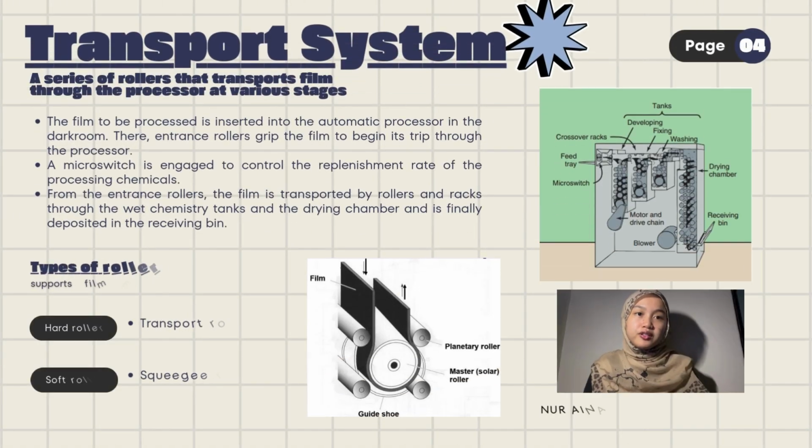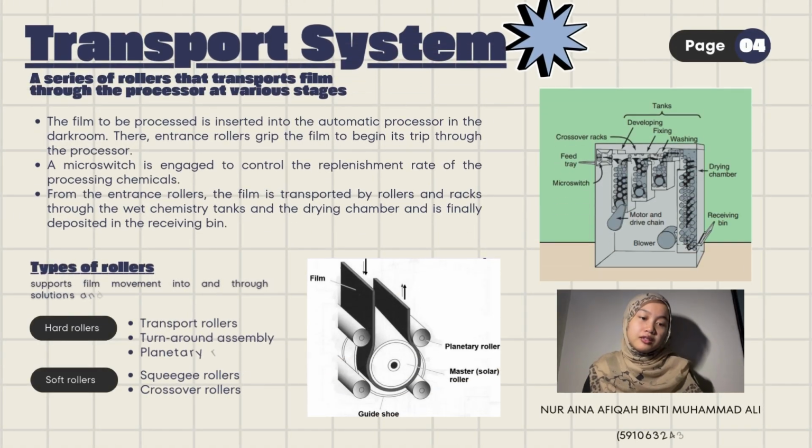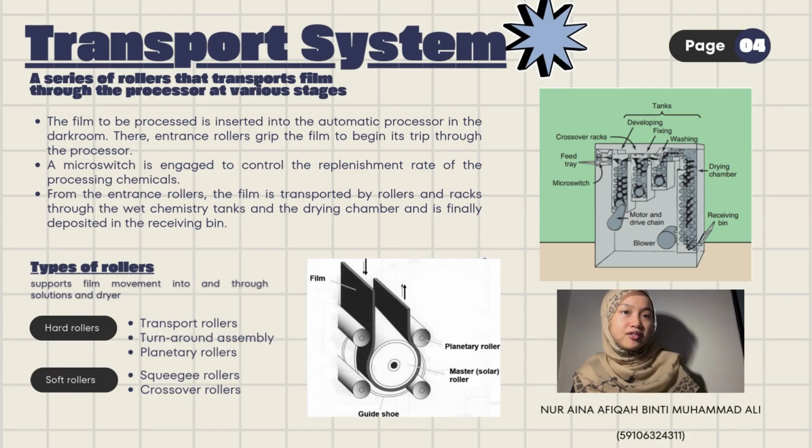Now, moving on to the transport system. This system is a series of rollers that transport film through the processor at various stages. It begins at the feeding tray. The film to be processed is inserted into the automatic processor in the darkroom. There, entrance rollers grip the film to begin its trip through the processor. A microswitch then is engaged to control the replenishment rate of the processing chemicals.